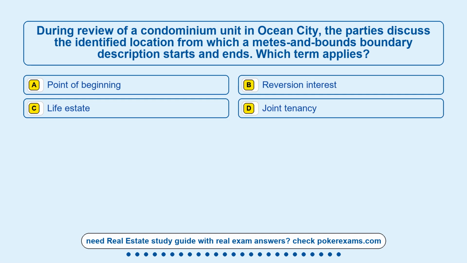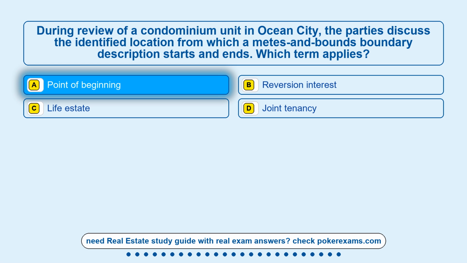Question 10. During review of a condominium unit in Ocean City, the parties discuss the identified location from which a metes and bounds boundary description starts and ends. Which term applies? Option A, point of beginning. Option B, reversion interest. Option C, life estate. Option D, joint tenancy. The correct answer is option A, point of beginning.